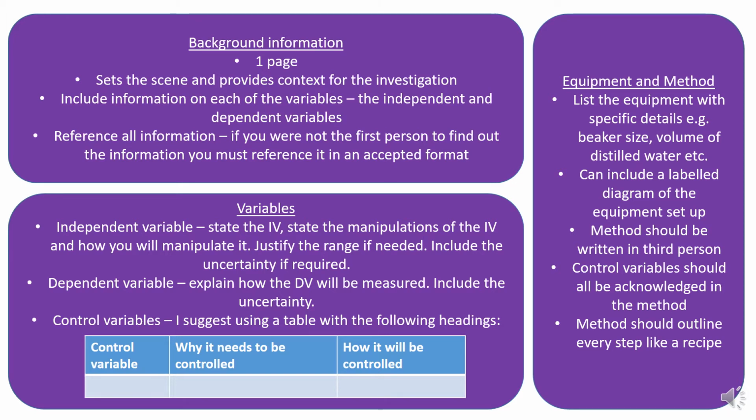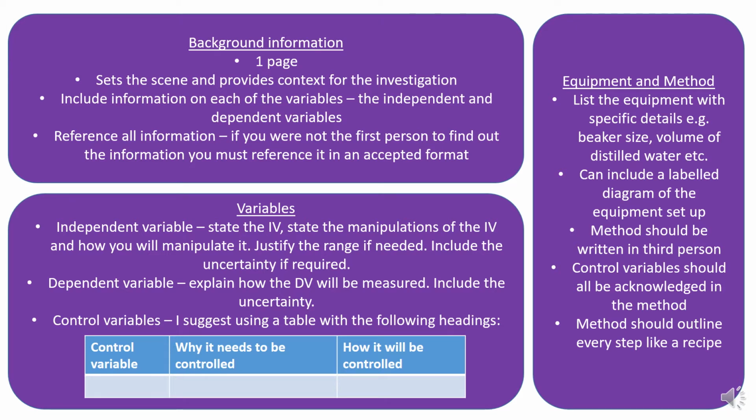You need to reference all information. So if you weren't the first person to find it out, you have to reference it. So for example, glucose is a monosaccharide. Unless you were the first person to find that out, you're going to need to reference it. And I'm fairly certain that nobody writing an IA at this point was the first person to find that out. So it doesn't matter how small it seems, you must reference every single piece of information.